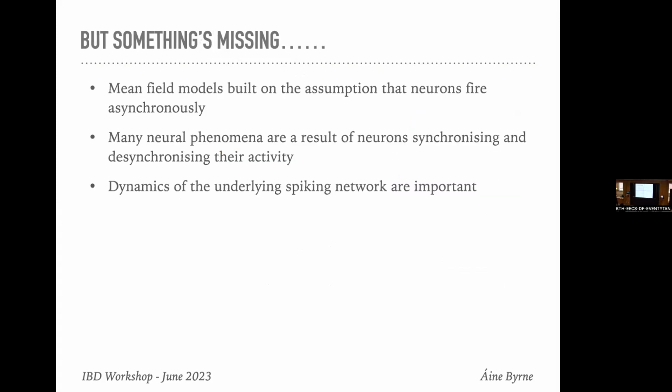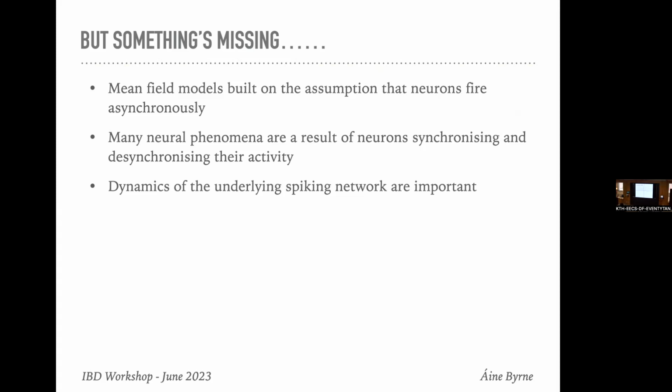Okay, but something's missing here. These models are built on the assumption that the neurons fire asynchronously. So to get that sigmoidal function, we've said that we have a network of these threshold units that are independent of each other. That's not the case. A neuron's activity depends on the neurons that it's connected to. And many neural phenomena are results of neurons synchronizing their activity and then desynchronizing their activity, which is actually what motivated this work. We wanted to look at event-related synchronization and event-related desynchronization. So we wanted a model that tracks synchrony at this mean field or population level.